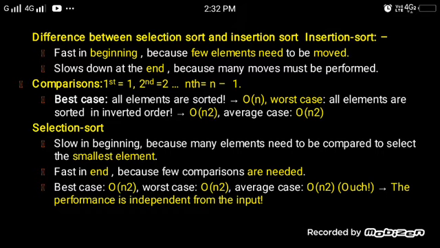Best case is order of n2 and worst case is order of n2. Average case is also order of n2, and the performance is independent of the input. This is the difference between selection sort and insertion sort.